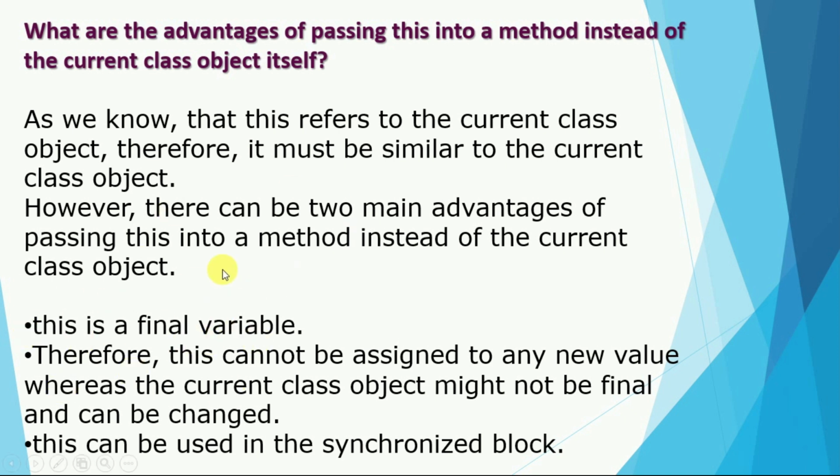Therefore this cannot be assigned any new value, because its value and its reference are fixed. That's why it is called a final variable, whereas a current class object might not be final and can be changed. So this can be used in the synchronized block. Okay, and we can pass this into a method instead of the current class object itself.